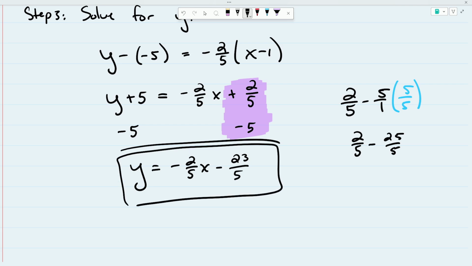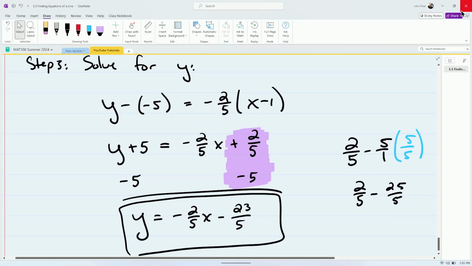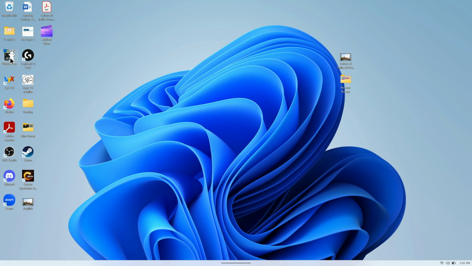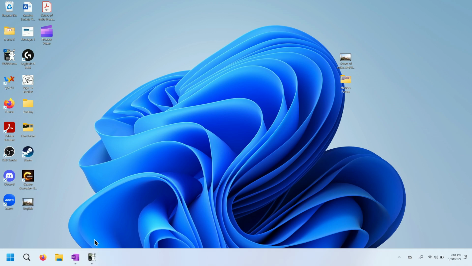Okay? Now, don't forget, if you have a calculator, all right, you can always do this on a calculator as well. So here's my calculator here. If it ever opens. Uh-oh, what's going on?